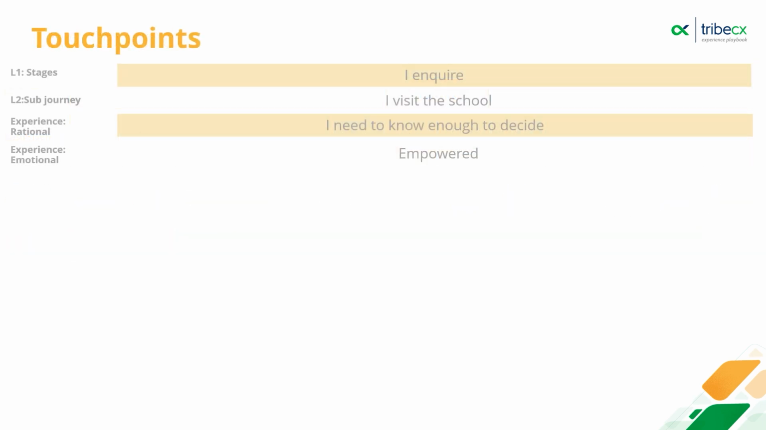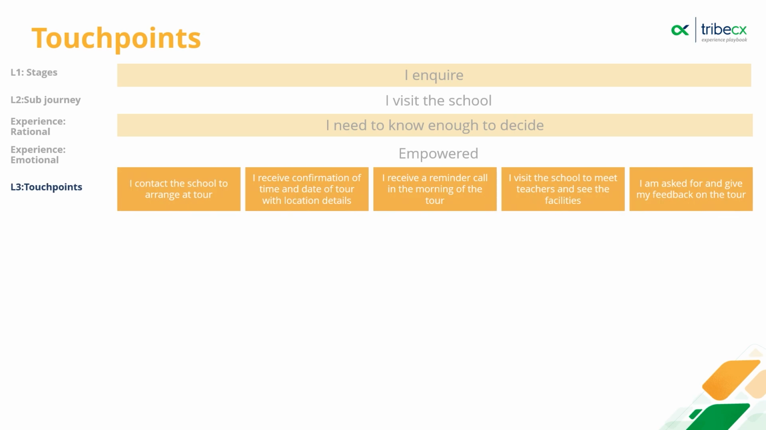It can be really easy to get hung up on the what-if questions here. For example, what if I need to rearrange the date of my school visit? We recommend mapping the happy path, the journey a typical customer takes, without anything going wrong. Again, there is no absolute right or wrong for what details to record against each of these touchpoints.